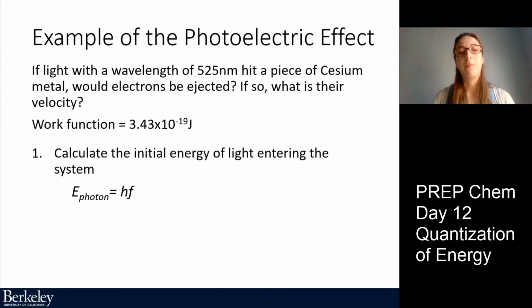So let's go ahead and break down this problem into steps. One, let's calculate the initial energy of the light entering the system. To do this, we can use the equation that Planck proposed. This just says that the energy of the photon is equal to Planck's constant times the frequency. I'll give everyone around a minute to try to do this on pencil and paper as we go along, and then I'll go through and show the solution.